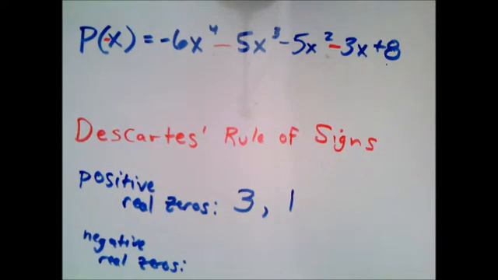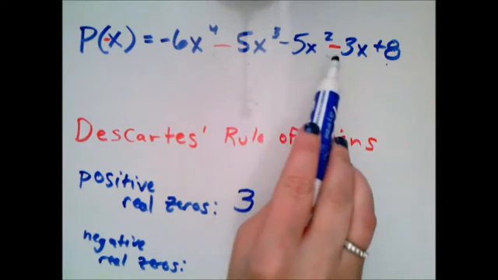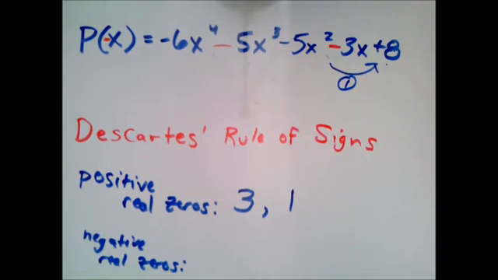So now we have to count the number of sign changes in this. It looks like all along here there's no sign change. It stays negative, negative, negative, negative. So there's just one sign change from negative to positive for that last term. So there could possibly be one negative real zero.